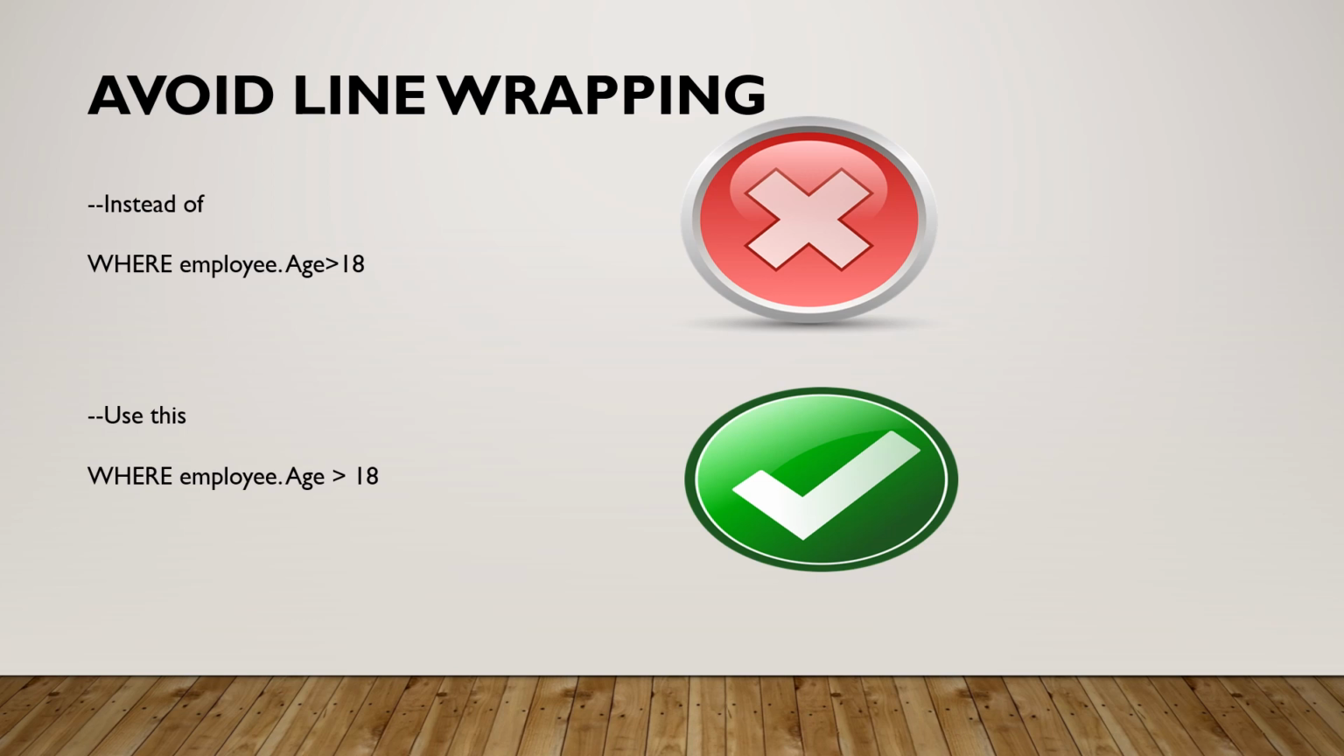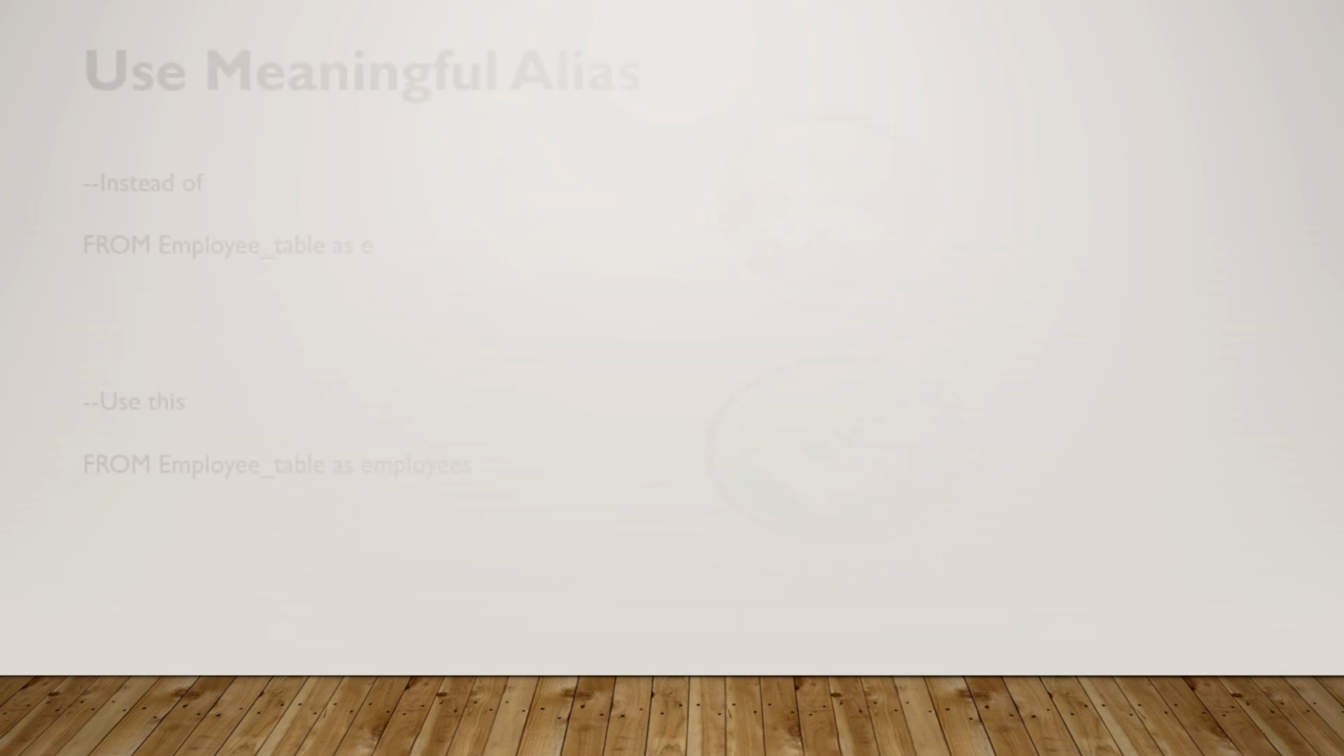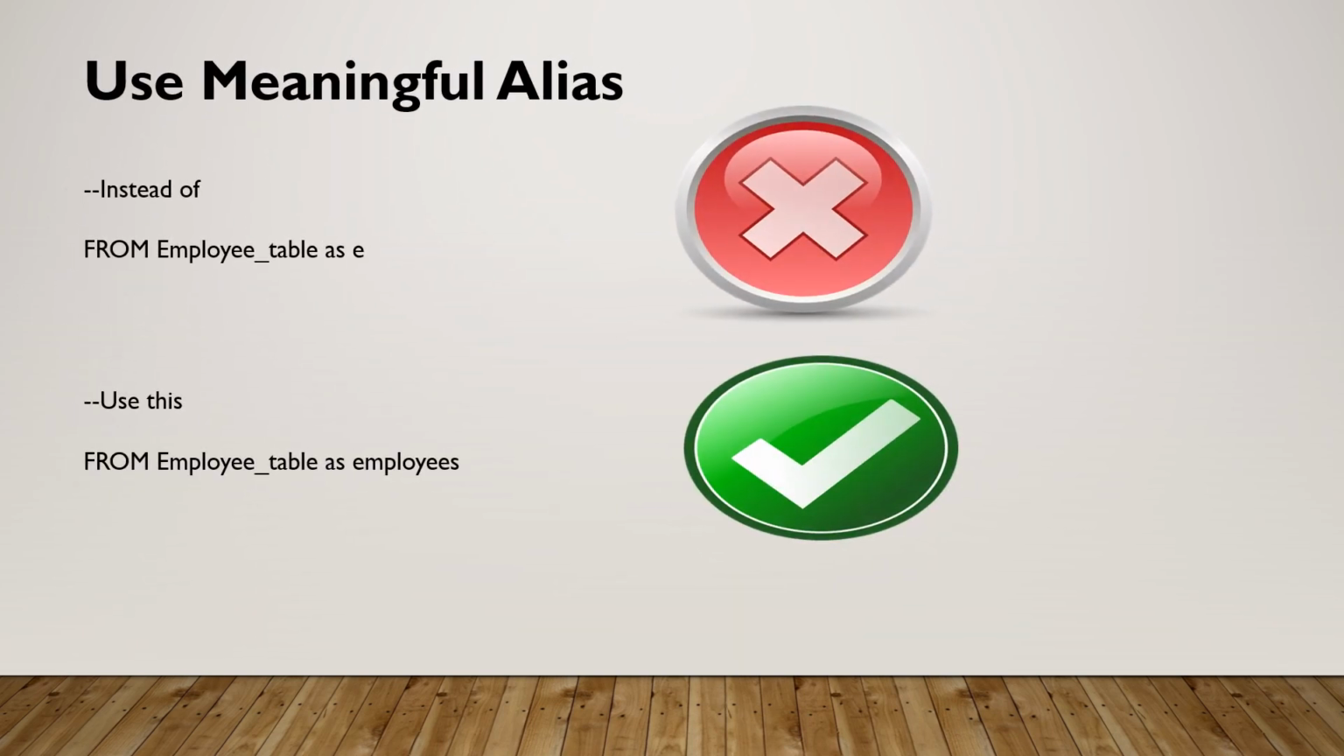Next is using meaningful aliases. Which is more intuitive: employee table as E or employee table as employees? The main purpose of an alias is to address the database tables with a shorter or more meaningful name within a SQL query without changing their original name in the database. So by using meaningful aliases, the SQL query will be more readable and easy to understand. That's why we should use meaningful aliases.